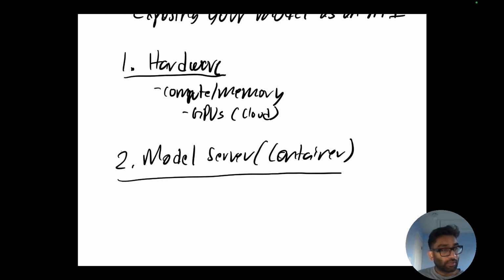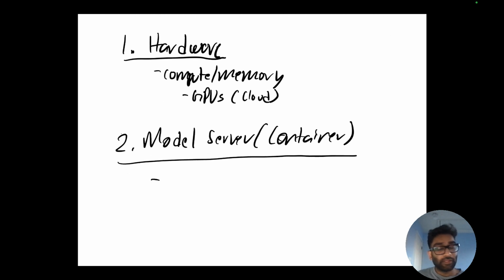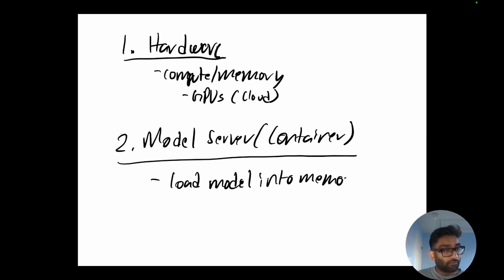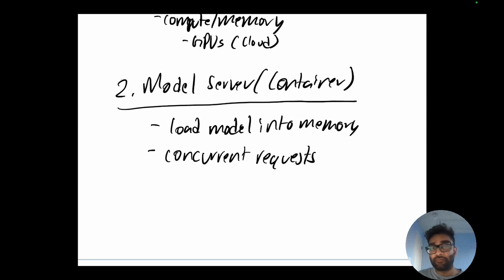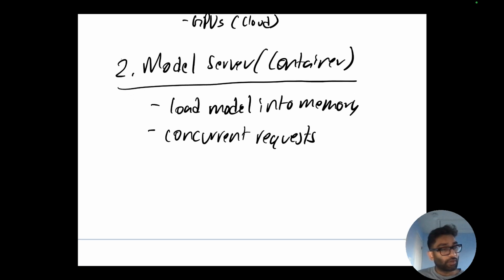Challenge number two is, once you do have the compute, that doesn't necessarily mean the problem's solved. You need an intelligent model server, or you can almost think of it as an orchestrator, that knows how to load your model into the available memory. In a real world setting, you're going to have many different concurrent requests. You need a server, very similar to the concept of a web server in traditional software engineering, that understands how to process these requests and utilize your hardware to properly process them. That's essentially what a model server does.